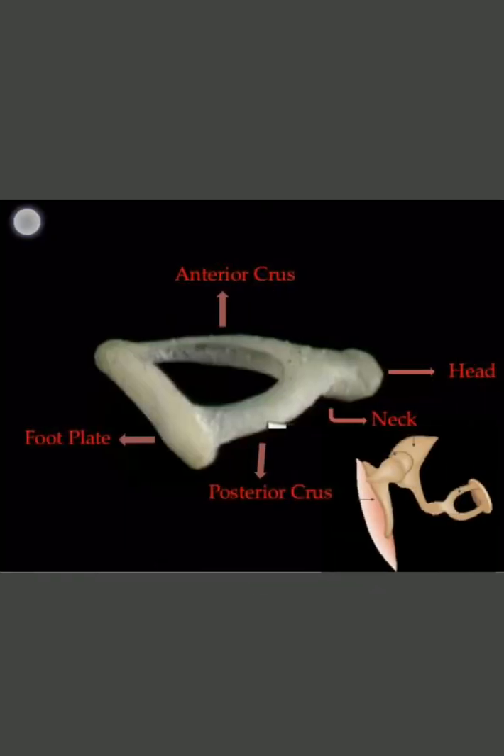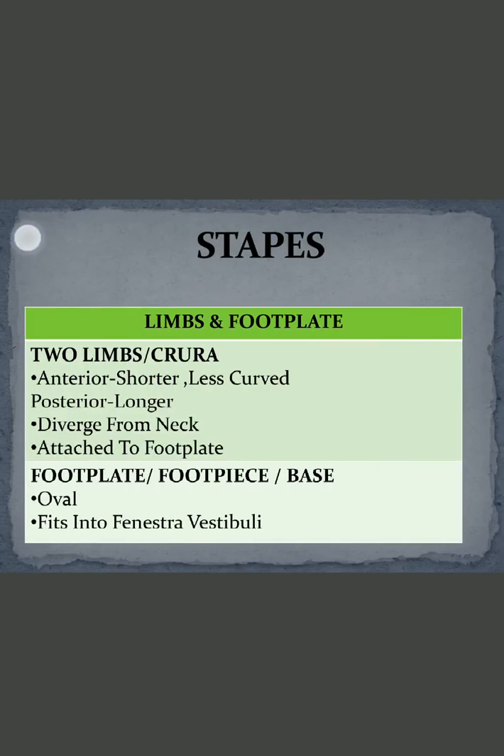In this figure you can see this is the small rounded head which has a concave facet, then the narrow neck, then from the neck two limbs or crura arise, the anterior limb and the posterior limb, and finally there is a foot plate or the base of the stapes. So these are all the parts of the stapes: the limbs and foot plate.